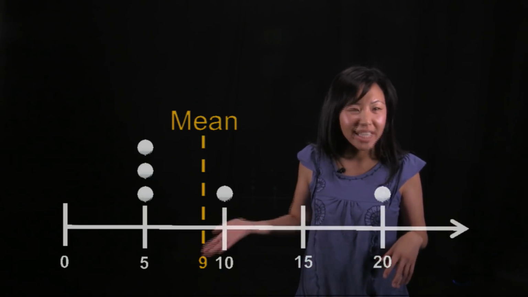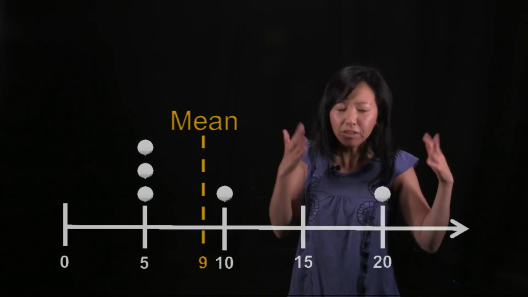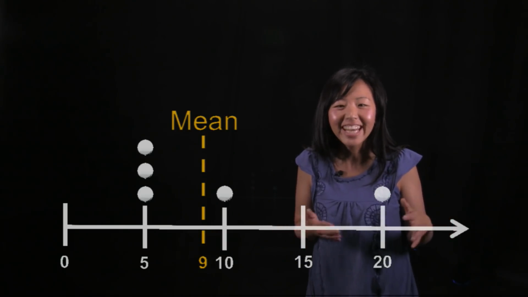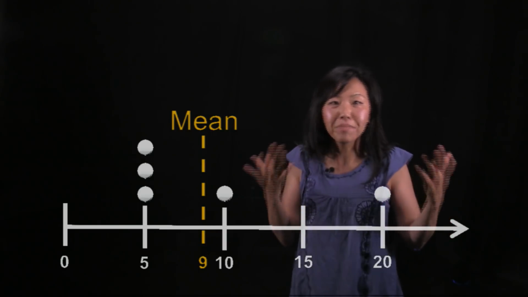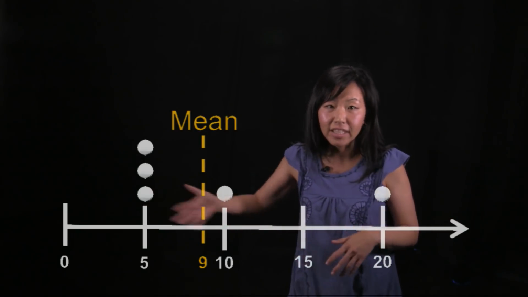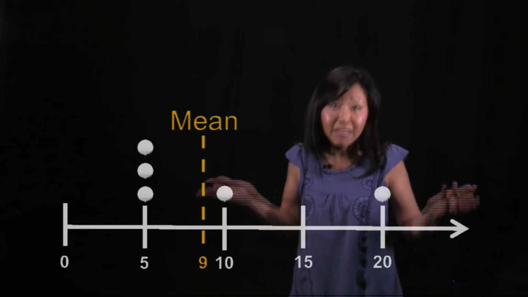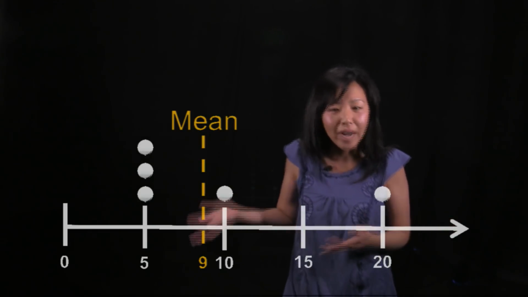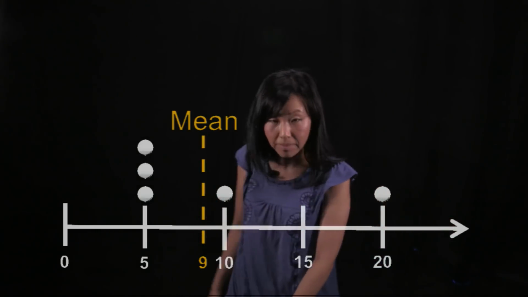Well, why is the mean 9? I mean, yeah, I know that's the right calculation of the formula, right? But what makes 9 the middle number? Why not 8 or 9.5, right? Any of these numbers in the middle could be the middle, right? Why is 9 so special?